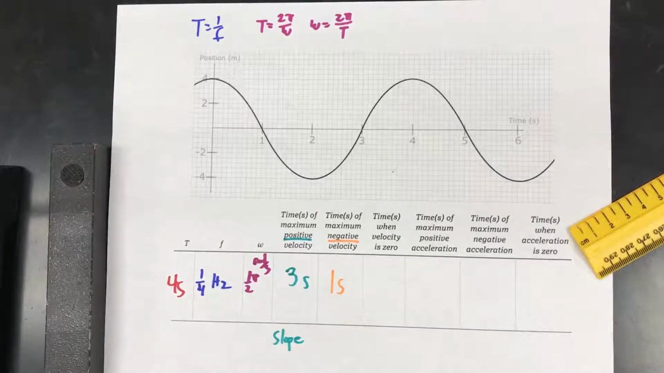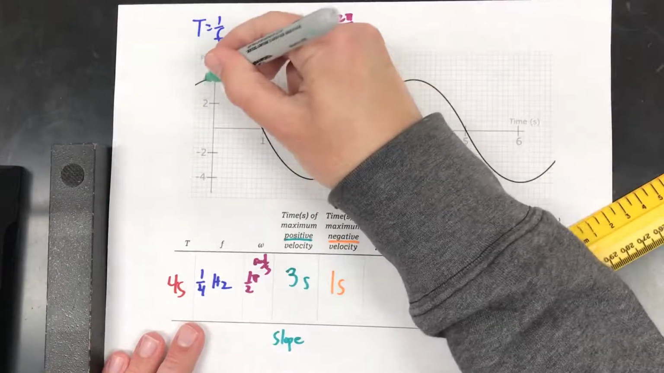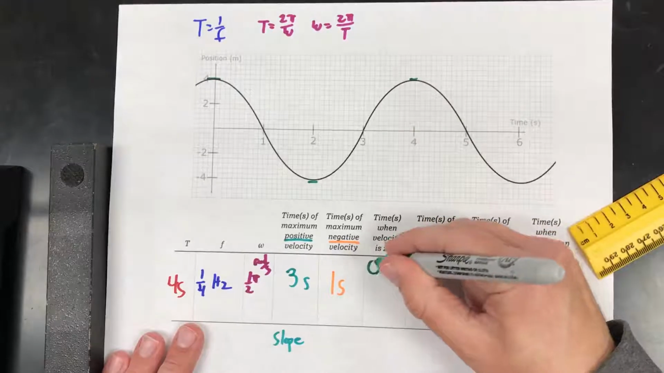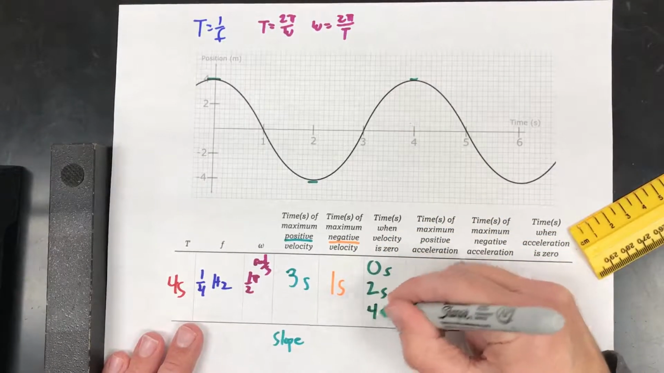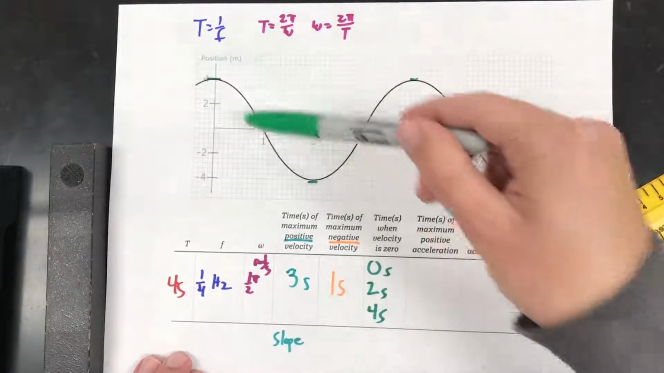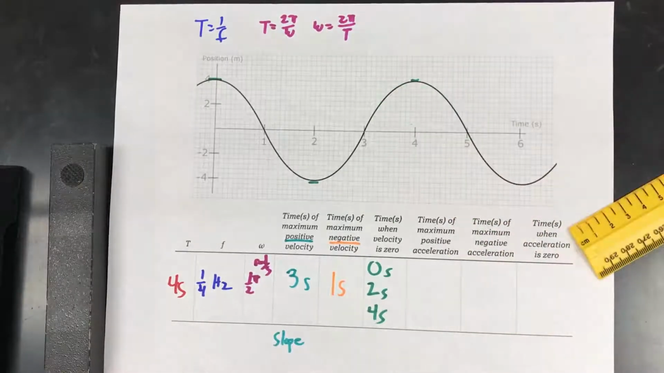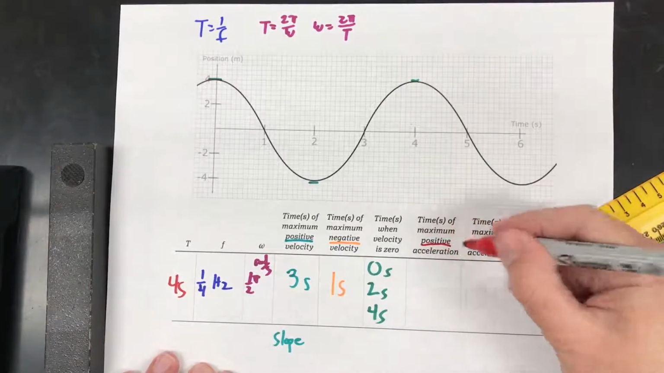Time when the velocity is 0. Once again, we're looking at the slope. And so we want to see when it has 0 slope, like here, here, and here. So all of those 0 seconds and 2 seconds and 4 seconds all have 0 velocities. That is one end of the cycle, the other side of it, so halfway through the cycle and back to a full cycle there.